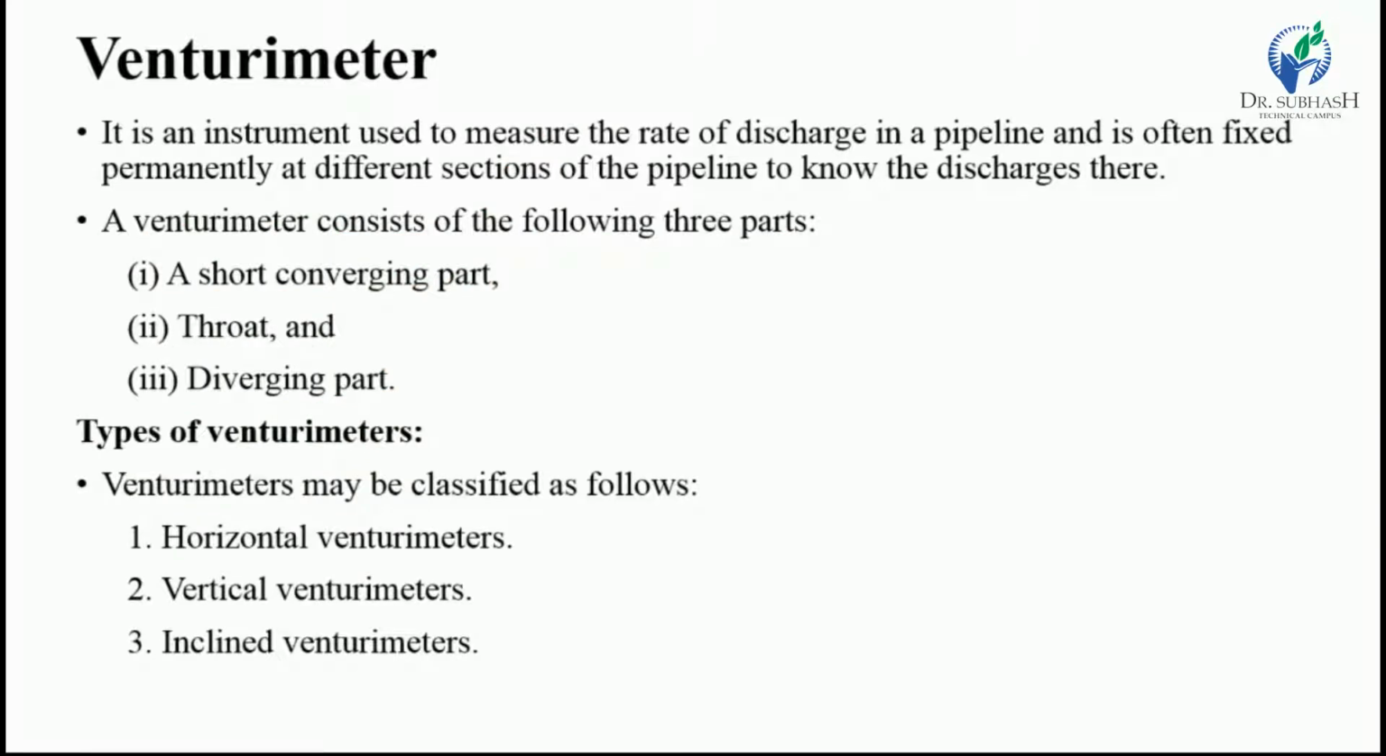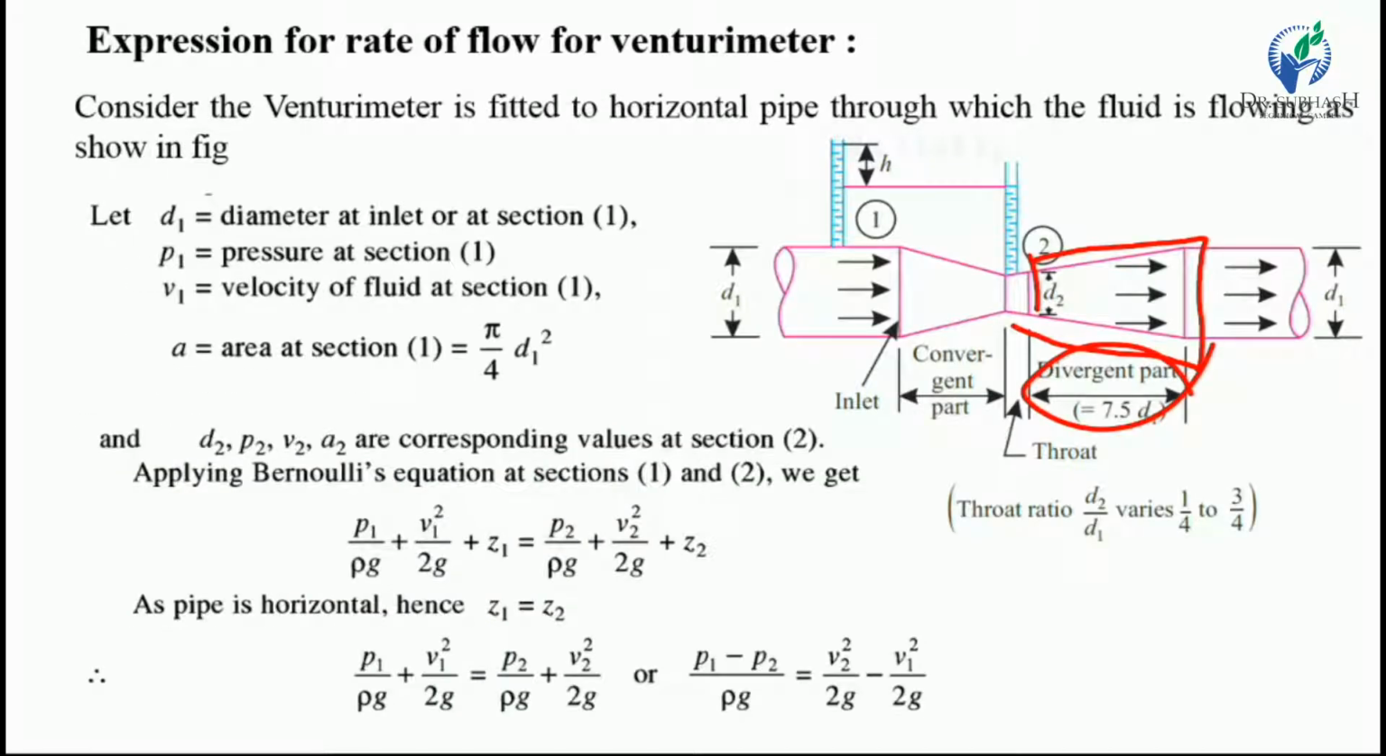Now, types of venturimeter. A venturimeter is mainly classified according to the position in which it is placed in the pipe. According to that, there are horizontal venturimeter, vertical venturimeter and inclined venturimeter. Now we will derive the equation of discharge or rate of flow for a venturimeter.